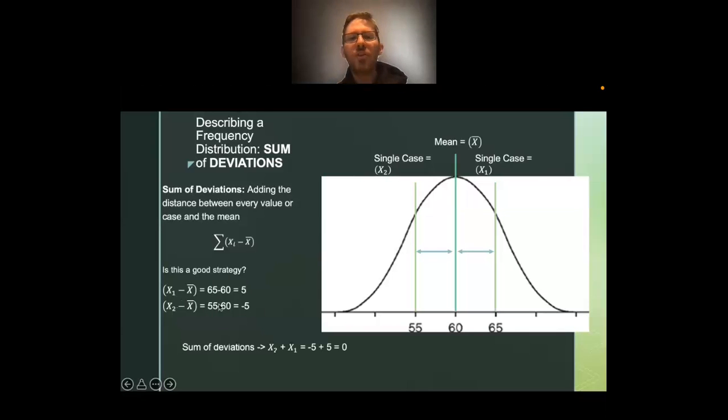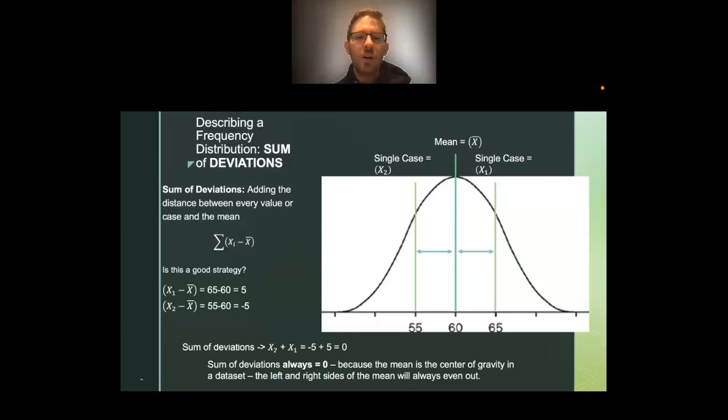So the problem with the sum of deviations is that it will always be 0, no matter what. If you're using the mean in a distribution, it will always be 0. That's because the mean is the center of gravity, and the left and the right sides will always even out. And that's what the sum of deviations does, it's seeing where something is, like what's the center of gravity.